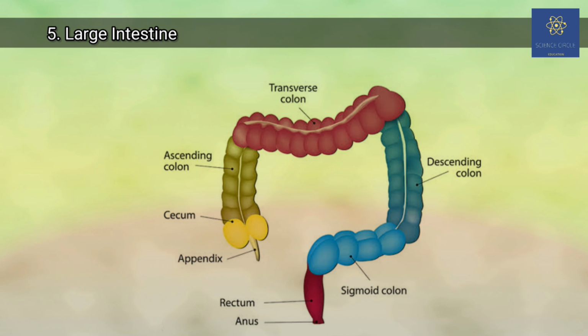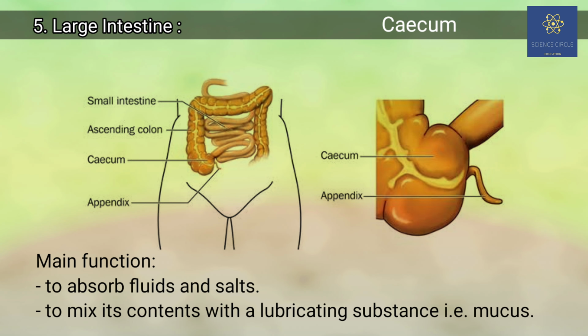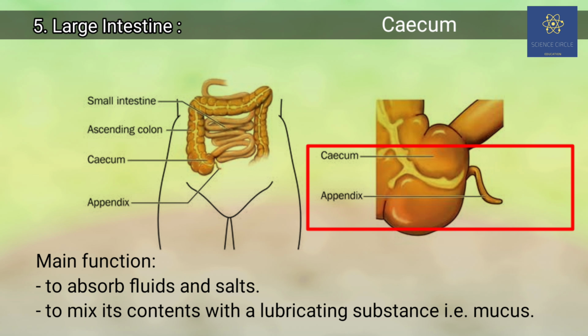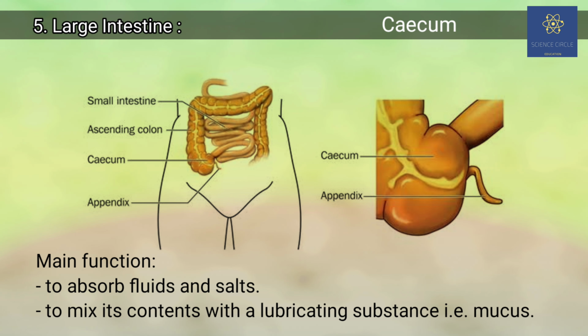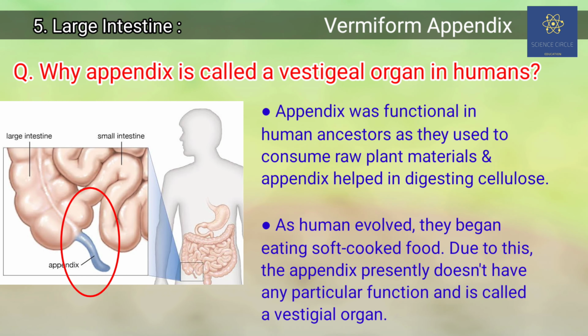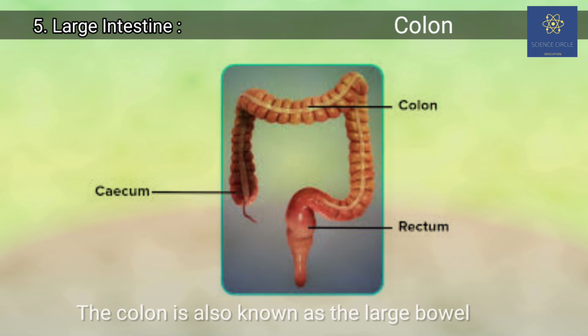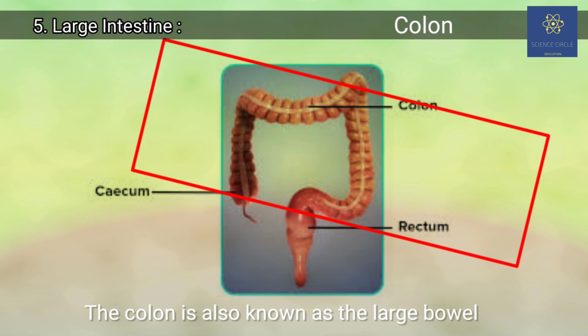The large intestine has three parts: cecum, colon and rectum. The cecum is a pouch-like structure, as you can see, of the large intestine, located at the junction of the small and large intestine. The vermiform appendix is a finger-like structure arising from the blind end of the cecum and is a vestigial or non-functional organ in humans. With evolution, human beings have started to eat soft cooked food instead of raw plant material, which is made up of cellulose. The major portion of the large intestine is made up of the colon.